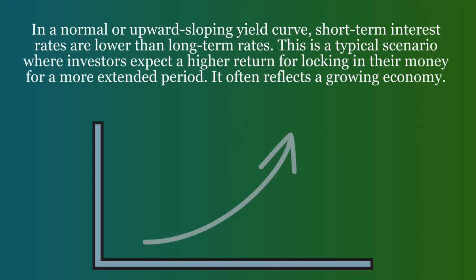In a normal or upward-sloping yield curve, short-term interest rates are lower than long-term rates. This is a typical scenario where investors expect a higher return for locking in their money for a more extended period. It often reflects a growing economy.